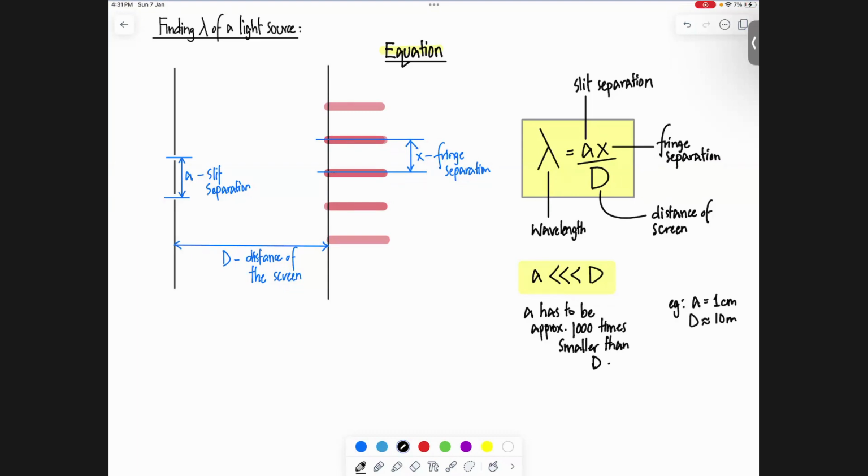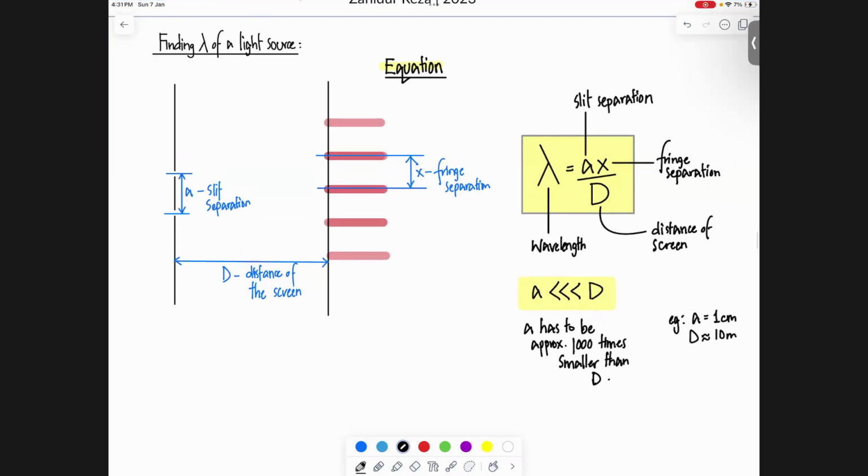Right. So once again, if you want this to be a successful experiment, তোমার যে slit separationটা মানে যে gap গুলো থাকবে has to be of such a size that it's 1,000 times smaller than how far the screen is. So simply put, তোমার যদি গ্যাপটা 1 centimeter হয়, your screen has to be 10 meters apart. Okay, so that's the ratio you need to maintain. কেন ratio maintain করতে হবে? If you want to use this formula, ratio to maintain করতে হয়, otherwise the formula doesn't work.